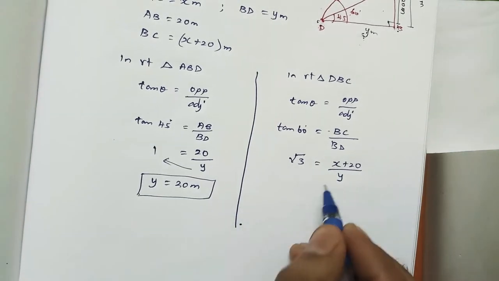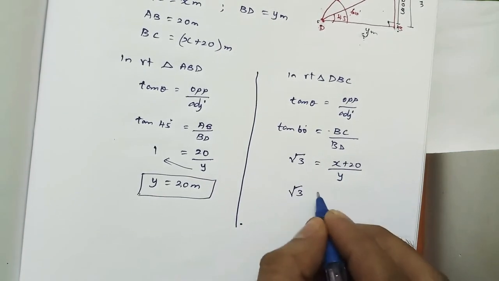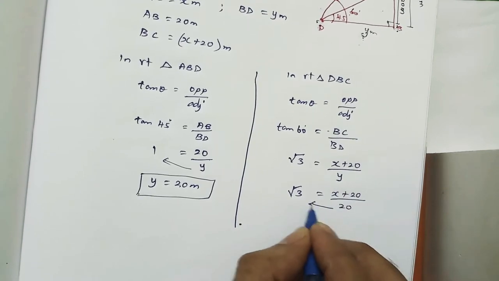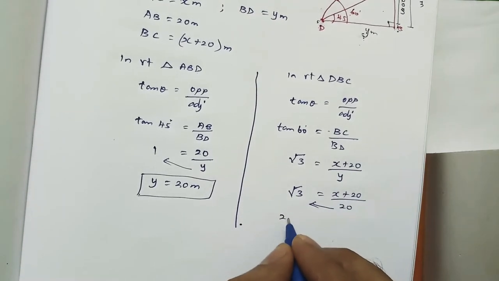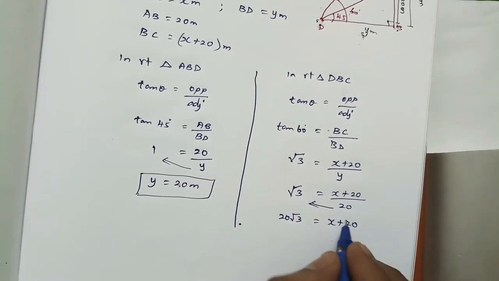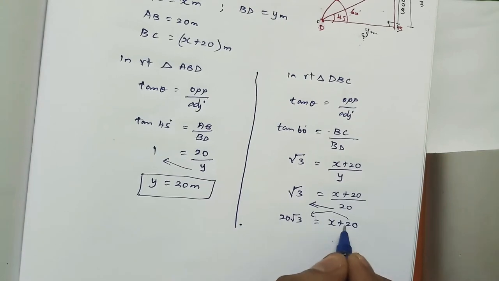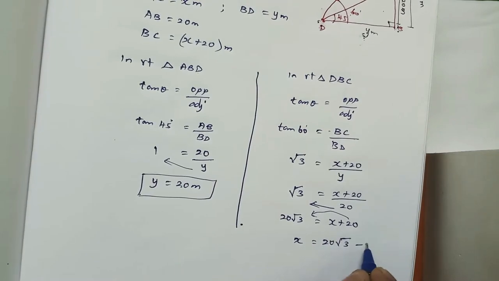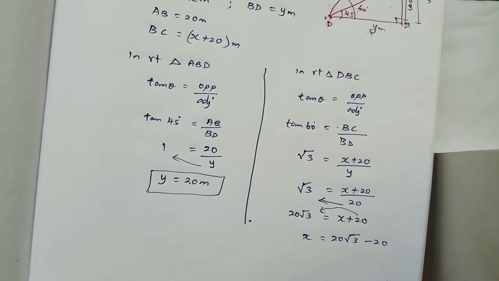Instead of Y, shall I substitute the value 20? So root 3 is equal to (X plus 20) divided by 20. Taking this 20 to the LHS, 20 into root 3 is equal to X plus 20. Taking this plus 20 to the LHS, plus 20 will become minus 20. So X is equal to 20 root 3 minus 20.